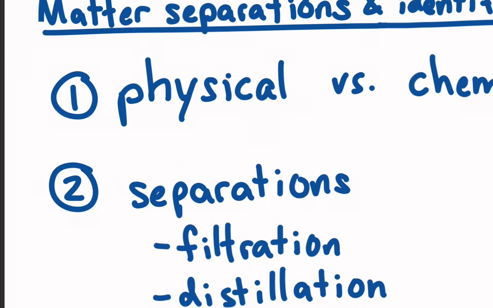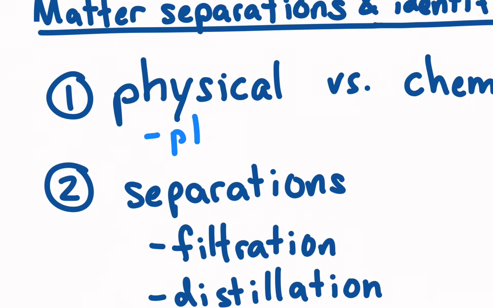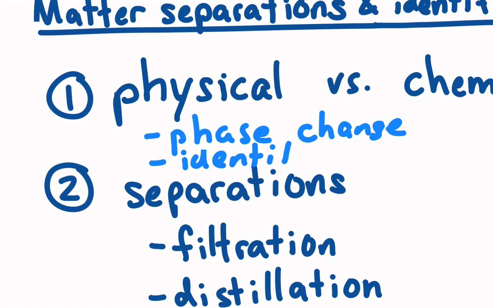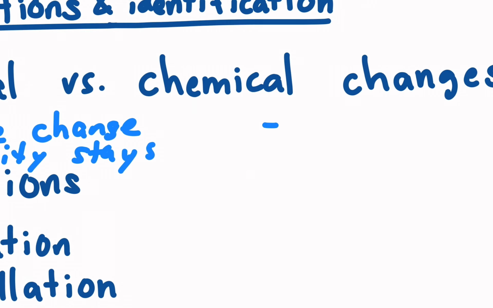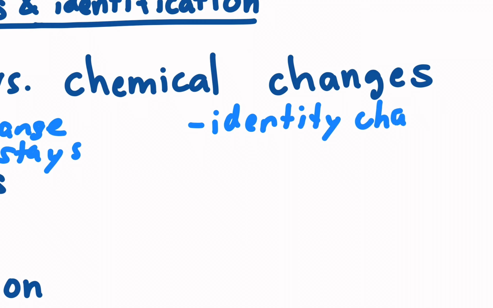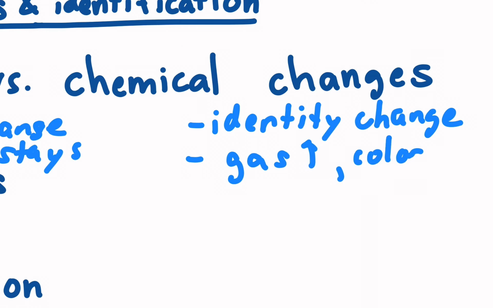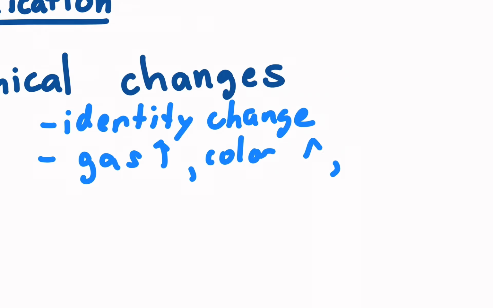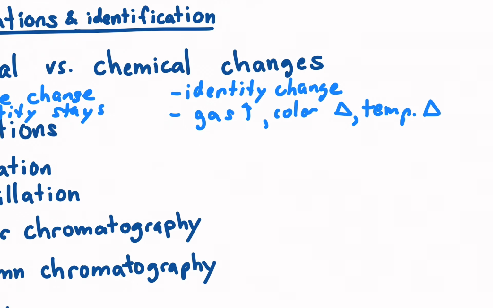Chemistry is all about matter changing, and physical changes are things like phase changes or anything where the identity stays the same. Identity stays. A chemical change is when the identity changes in its simplest definition. And things to look out for are signs of a chemical change: gas being given off, a color change, a temperature change. Things of that nature tell us likely a chemical reaction took place.